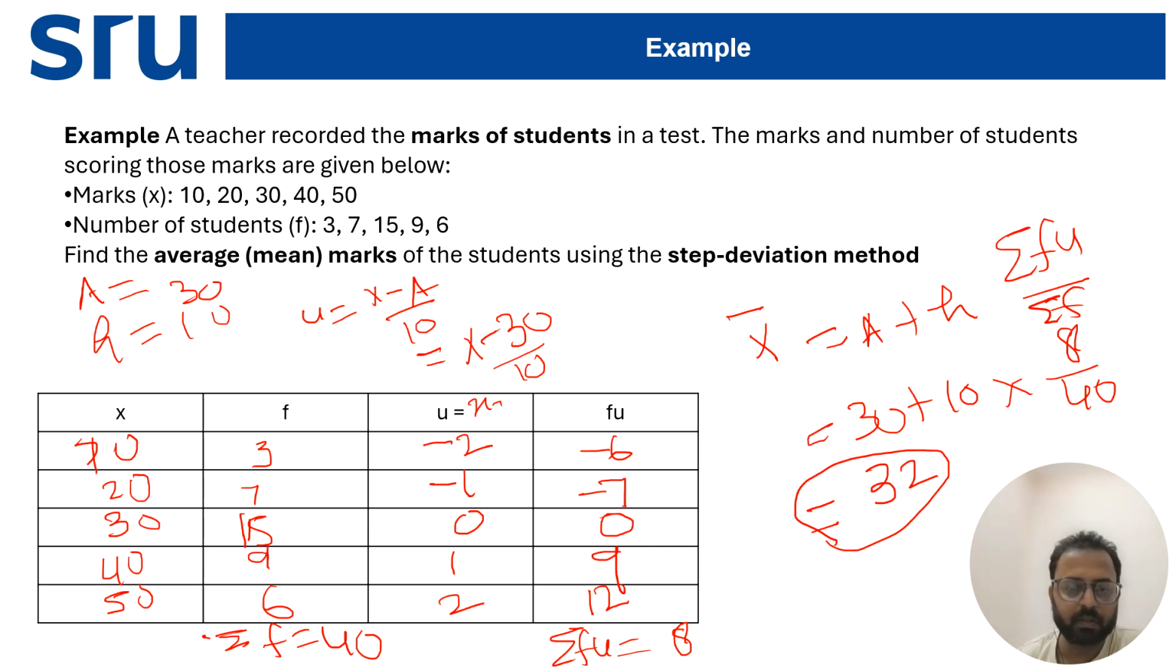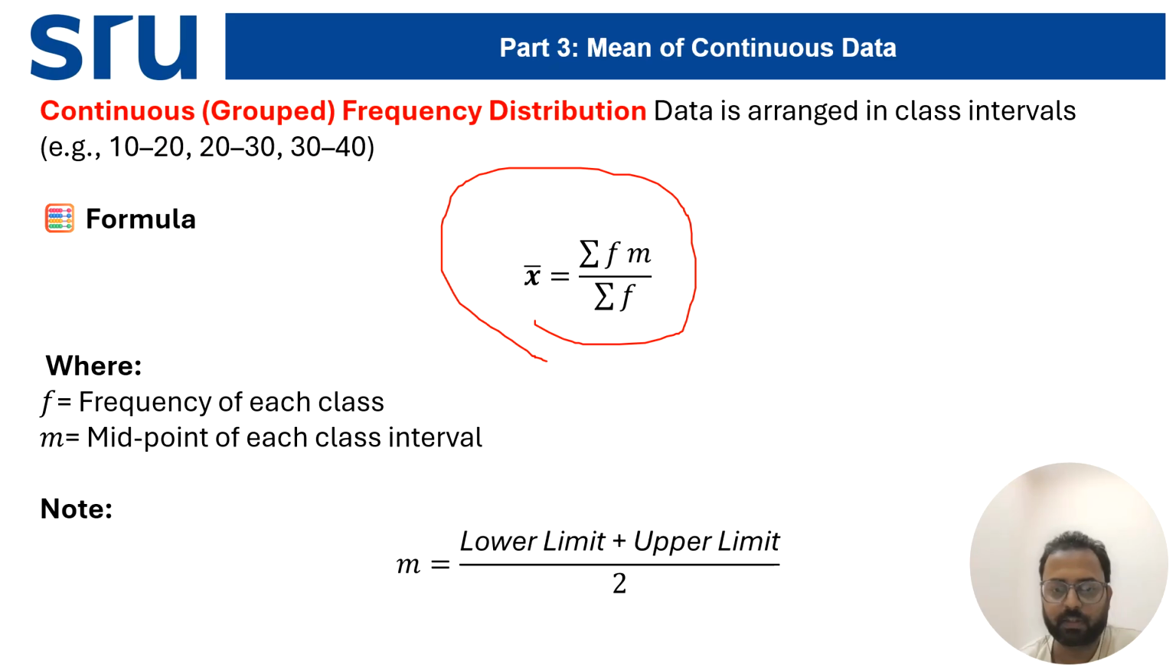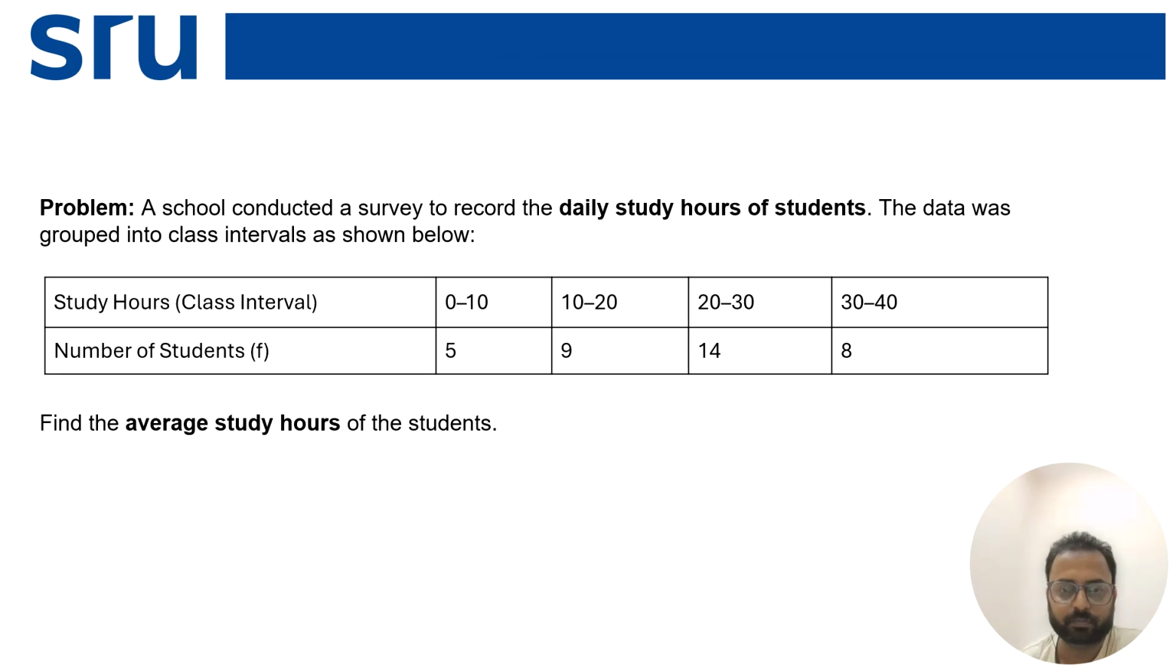Now come to the next method: mean of continuous data. Continuous data means data with class intervals. In this method we use this formula: x bar is equal to the sum of all products f and m divided by sum of f. What is m? m is the middle point of the class interval. We can use the formula lower limit plus upper limit divided by 2.